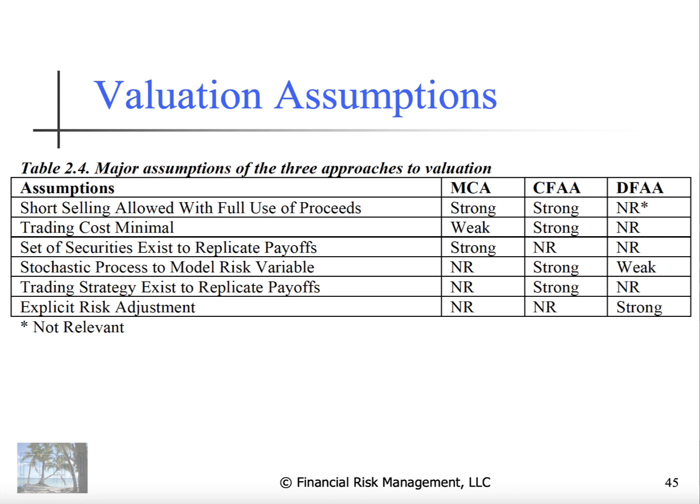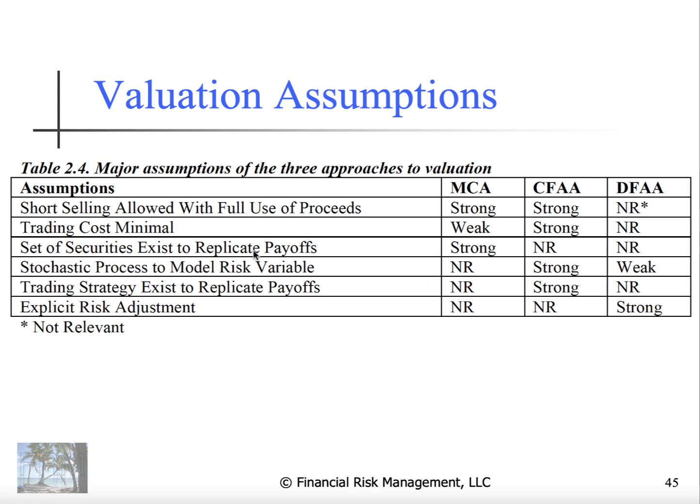So just to line up these three different categories of approaches and examine some of the fundamental assumptions that are applied. Short selling allowed with full use of proceeds is a very strong assumption for both the market comparables approach and the cash flow adjusted approach, but it's really not relevant for the discount factor adjusted approach. Trading costs are minimal. That's a somewhat weak assumption for the market comparables approach. It's a very strong assumption for the cash flow adjusted approach, and it's not really relevant for the discount factor adjusted approach. Thus, if trading costs are severe, then it's not surprising that the cash flow adjusted approach might not work very well.